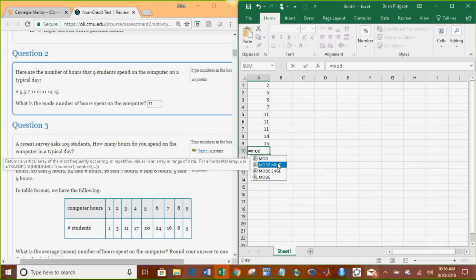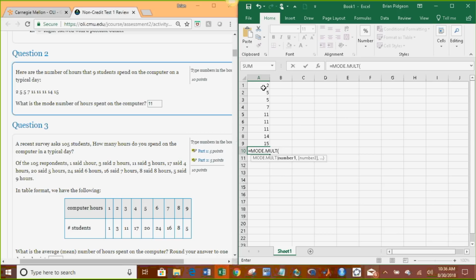Returns a vertical array of the most frequently occurring values in a range of data set. We can do that. So mode multi, you can just go ahead and do that one. All you've got to do now is highlight your values. You can close it with the parentheses if you choose, and then just hit enter. And you'll notice that this function quickly told us that the mode was 11. This is super helpful if your data set is very large and you can't immediately see what it is, or even if your data values are not sorted. They're all scattered about, so you really can't figure out what the mode is in your head.